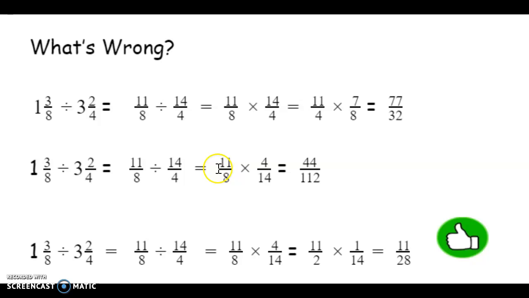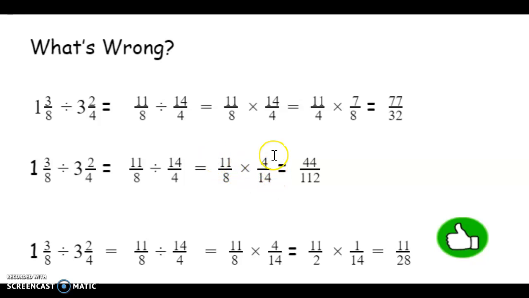Let's look at what they did next. They carried over the 11/8, which is good. They changed it into a multiplication problem. Excellent. Keep going. Looks good so far. Then they took 14/4 and changed it into the reciprocal. Yay, that looks good. But look what happened. For their final answer, they simply multiplied across. And those are correct. However, what did they forget to do? They forgot to cross cancel.